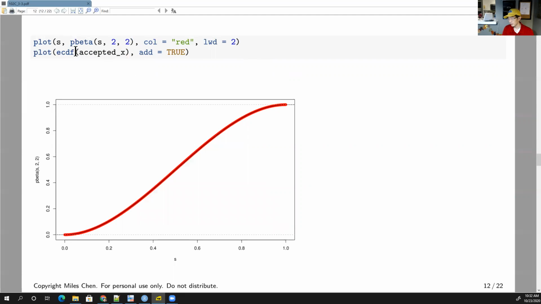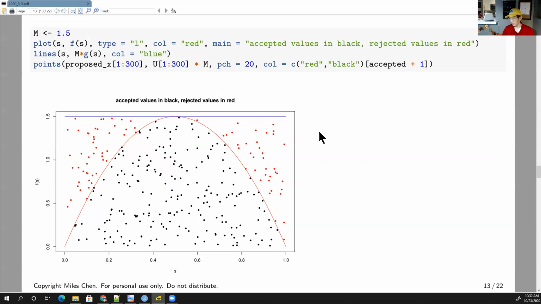Here is the plot of the theoretic CDF in red. P beta is the theoretic CDF in red, and I've overlaid that with the empirical CDF of my accepted x values, and we see also a pretty close match there. And this is a diagram showing values that we've proposed and whether each was accepted or not.